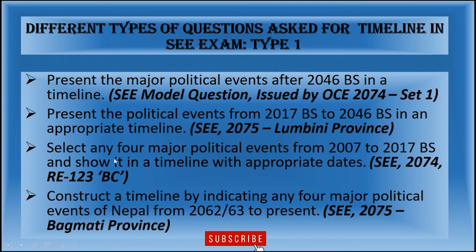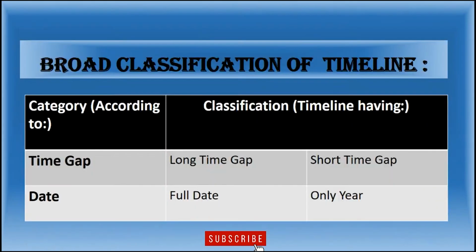But here, the first, second and this fourth one, I already told you there is a choice, so you may prepare the timeline giving only the year 2046, 2047, 2048, like this. So in this way, according to date, we can prepare a timeline by using full date and by using the year only. This has great importance, we will talk about it later. And according to time gap, there are two types of timeline: the timeline having long time gap and the timeline having short time gap.